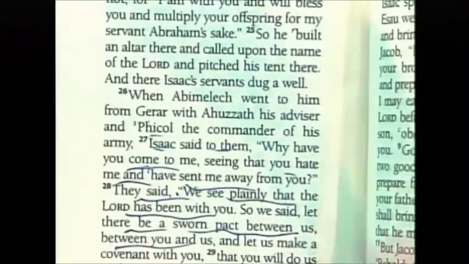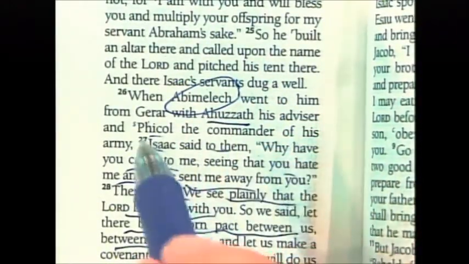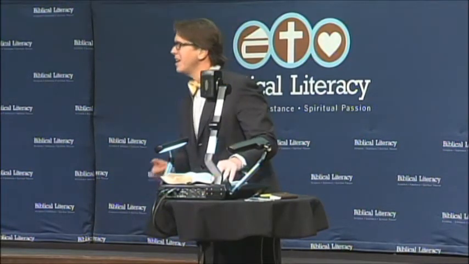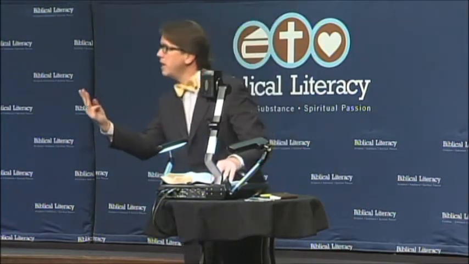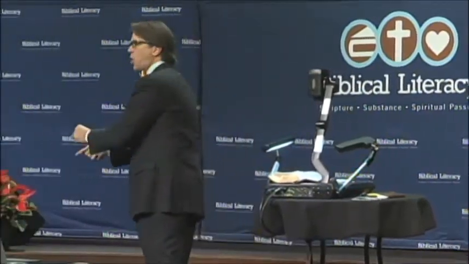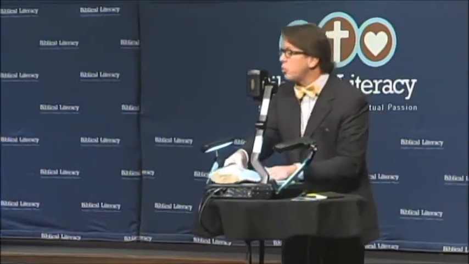Now, this is Abimelech who went with Ahuzzath and Phicol. Three. And those are deemed to be kings. Maybe, maybe not. Probably not. It says they're not kings. But there were three. And so the early church interpreted that story saying that those three are representatives of the wise men, just as Isaac is a representative of Jesus. So those are the three magi.